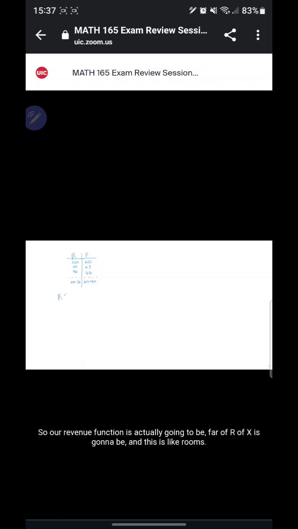So our revenue function, R of x, is going to be the number of rooms we have times the price of those rooms. In this case, as a general formula, R of x will be 100 minus 2x times 60 plus 3x. Cool. And then we want to maximize this function. So let's go ahead and get this in terms of a polynomial.